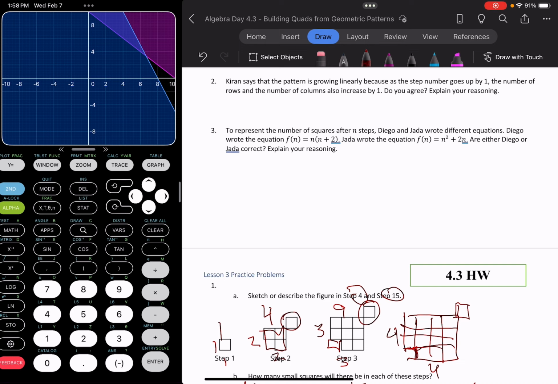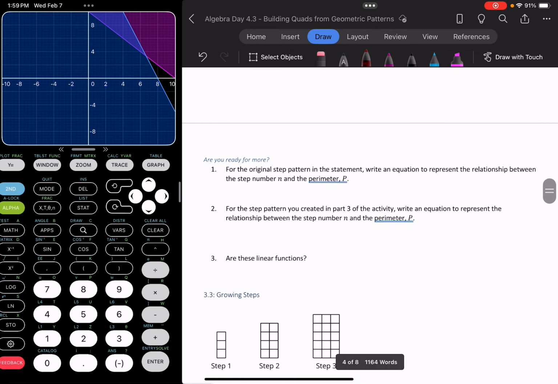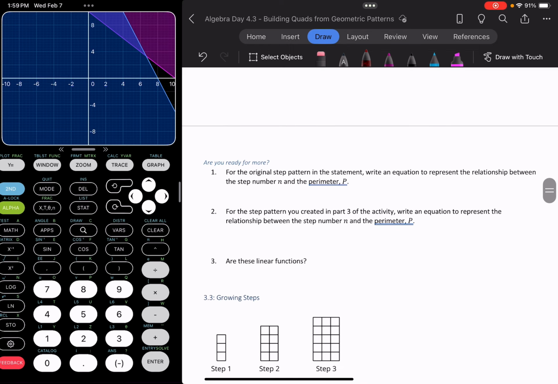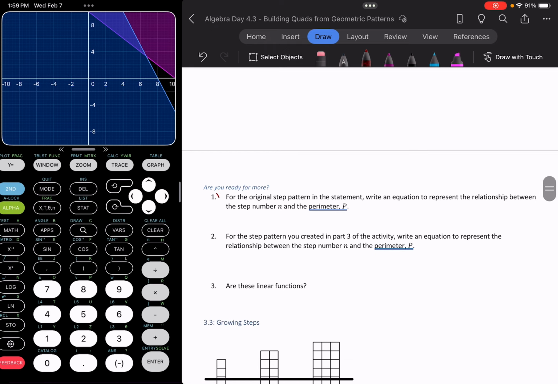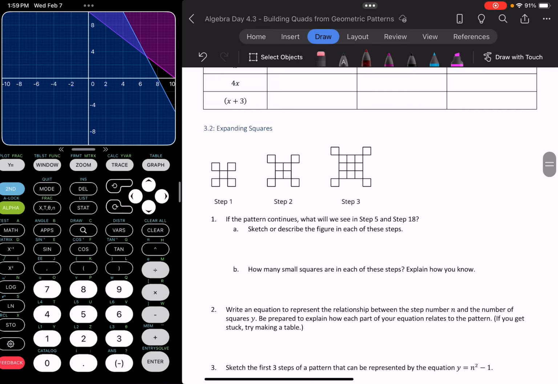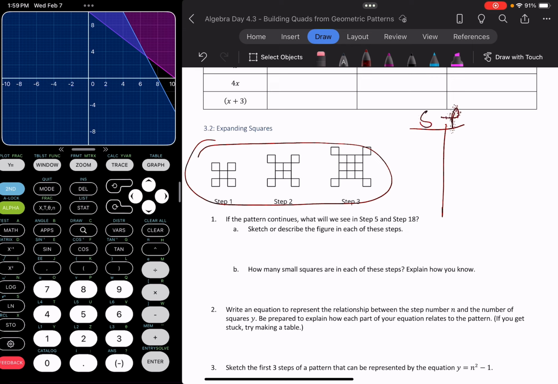I'm also now going to go through the classwork, particularly the perimeter part, because it seemed like people had trouble with that. So in order to do this perimeter part, we're going to go back to this part right here. And it's asking you to find a relationship between the step number and the perimeter. So let's make a table. Step 1, step 2, step 3.